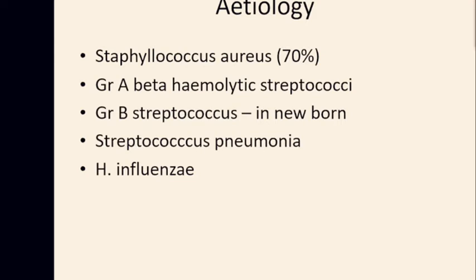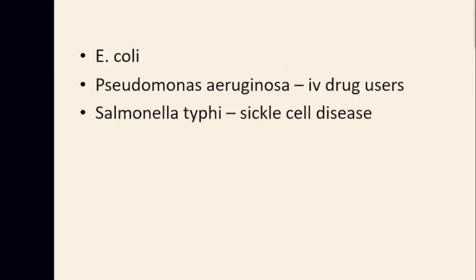Okay, it's mostly staph and strep, and we have other organisms, gram-negative organisms like E. coli, Pseudomonas aeruginosa, especially in those who are immunocompromised, like IV drug users. And the other is Salmonella typhi. Okay, so if a person with sickle cell disease gets osteomyelitis, it is most probably due to Salmonella typhi, because Salmonella typhi is found more in patients with sickle cell disease. So if a patient with sickle cell disease gets osteomyelitis, the common organism is Salmonella typhi, but it does not mean that Staph aureus may not be found. Okay.